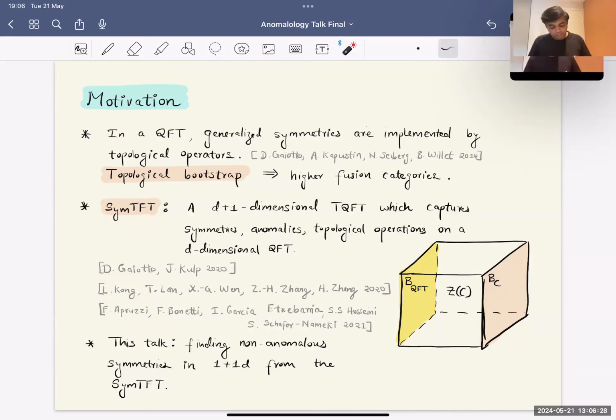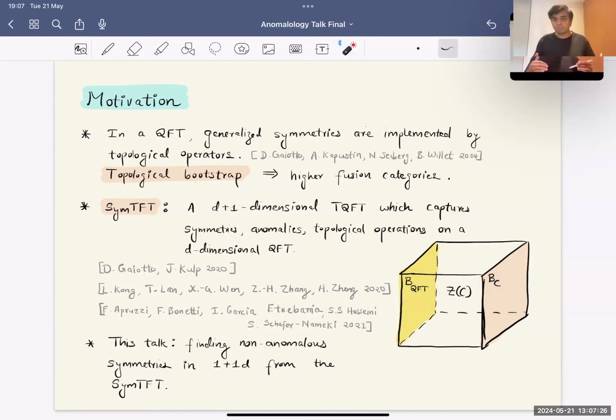A SymTFT, which I will denote by Z of C, anticipating some structure, has two different boundaries. Usually you have a boundary B_C, which is a gapped boundary, so you only have topological degrees of freedom on that boundary. And you have another boundary, B_QFT, which is generic; I've labeled it QFT because this boundary is often very complicated. It depends on the d-dimensional QFT you have, and is as complicated as the QFT. On the other side, you have a gapped boundary with topological degrees of freedom. This is the setting we are interested in: a gapped boundary on one side and generically a gapless boundary on the other side, and you use this bulk d+1 dimensional TQFT, so the bulk is also topological, to study topological aspects of this QFT.